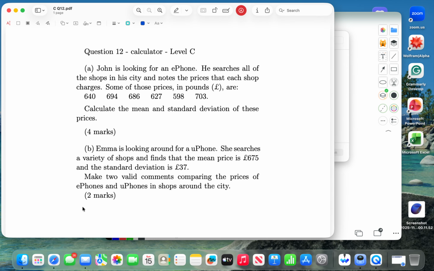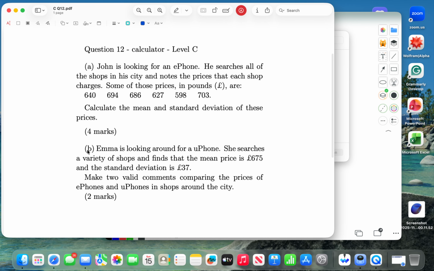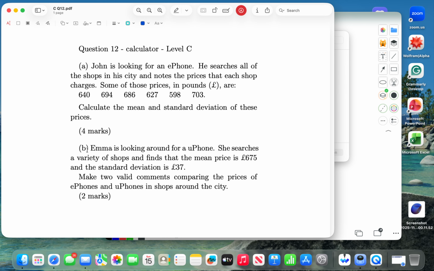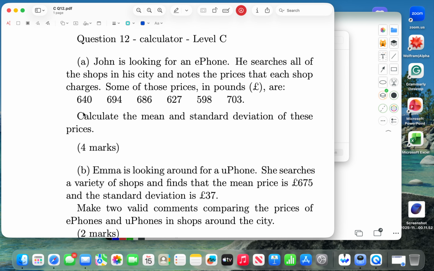We have question 12. John is looking for an e-phone, and he searches many shops in a city, and he gets 6 prices for this phone: 640, 694, 686, 627, 598, and 703. We want to calculate the mean and the standard deviation of these values.